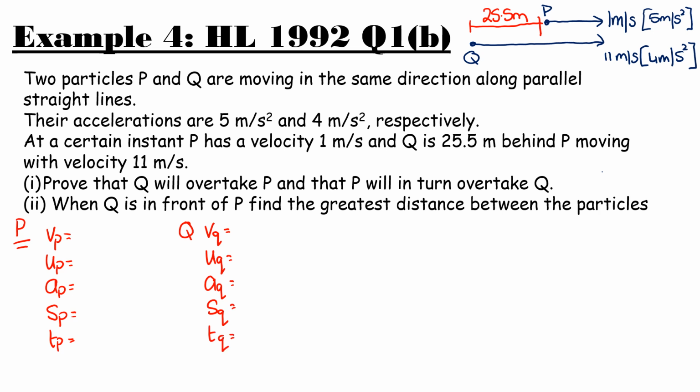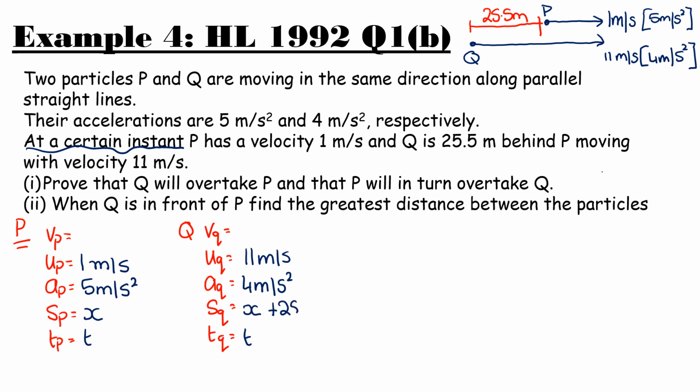So P, we have a lot on the diagram. It's going to be 1 meter per second, acceleration 5 meters per second squared. The time starts at this certain instant, P and Q, so the time is going to be the same for both. For Q, it is moving at 11 meters per second, but is accelerating at 4 meters per second squared. When they meet, P will have traveled some distance, let's call it X, while Q will have traveled that same distance plus the extra 25.5 it needs to catch up with P, because it started behind.